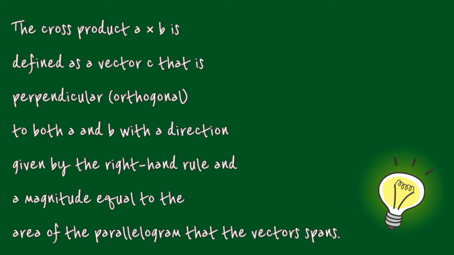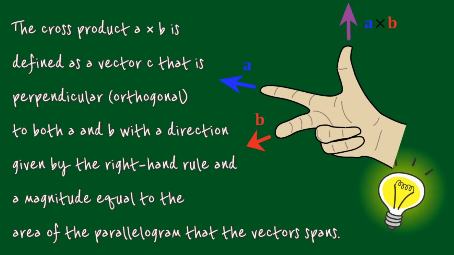The cross product A cross B is defined as a vector C that is perpendicular, or orthogonal, to both A and B, with a direction given by the right-hand rule and a magnitude equal to the area of the parallelogram that the vectors span.